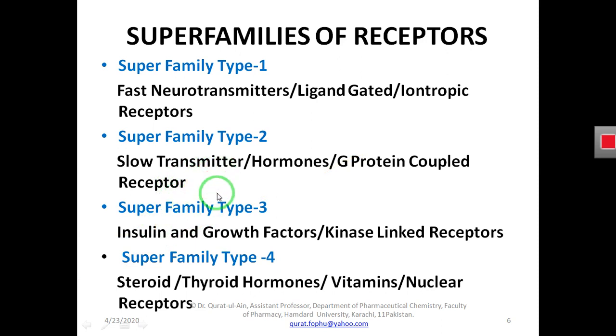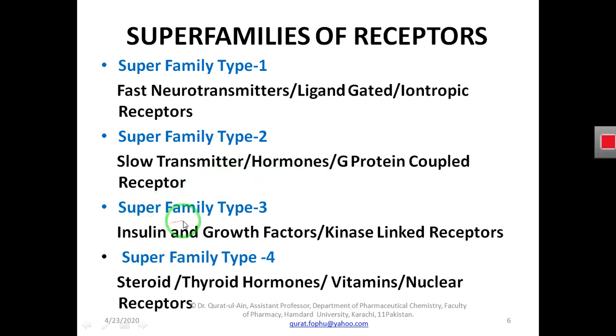But here you just have to know that the second superfamily is based on all those receptors that have slow speed, and they are hormone receptors, or they are linked with an enzyme or protein. We call this protein the G protein. So on the basis of this G protein, we name these receptors G protein coupled receptors.